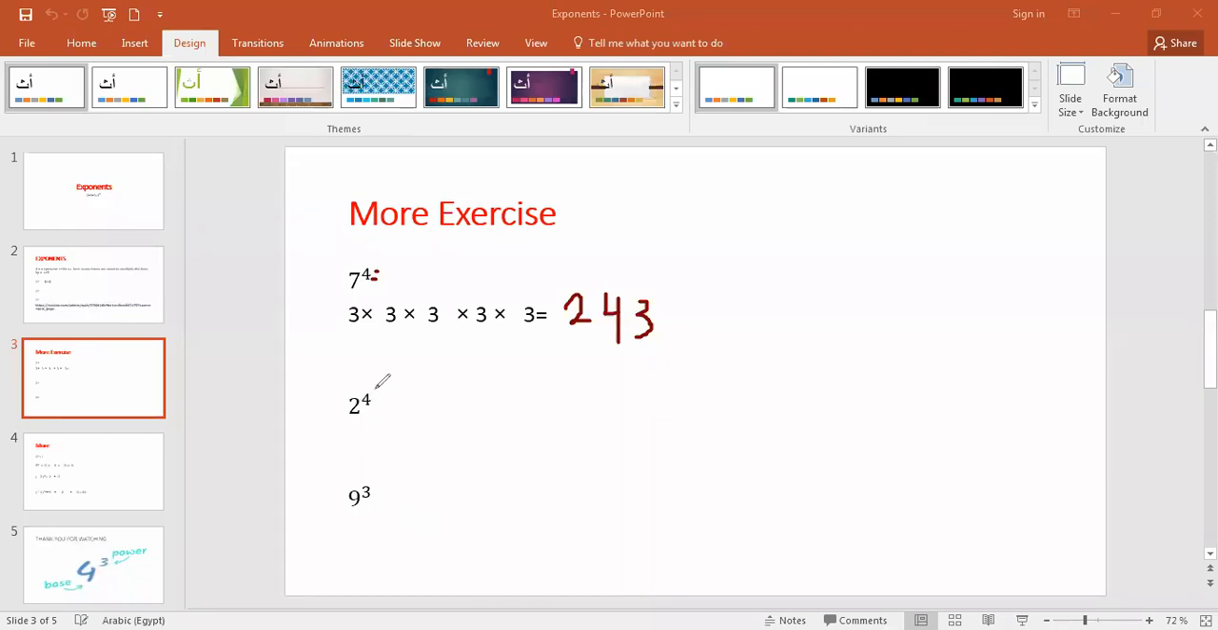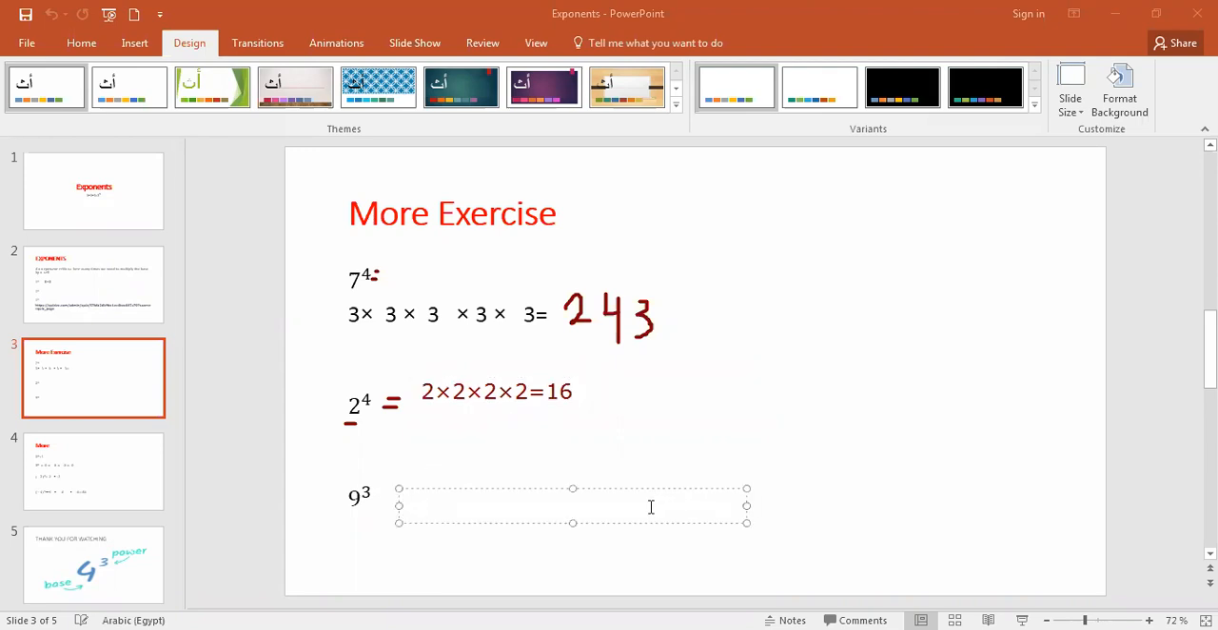2 power of 4. It means the base value is repeated how many times? 4 times. So I will write 2 times 2 times 2 times 2. 2 times 2 is equal to 4. 4 times 2 is equal to 8. 8 times 2 is equal to 16. So 2 power of 4 is equal to 16.